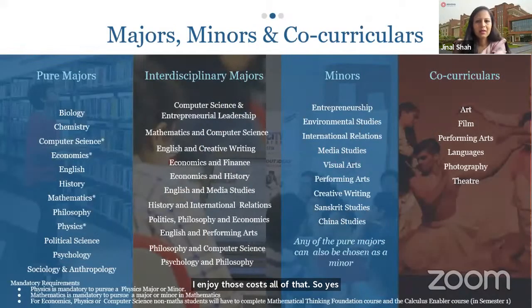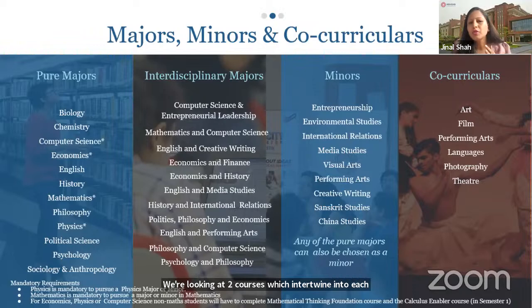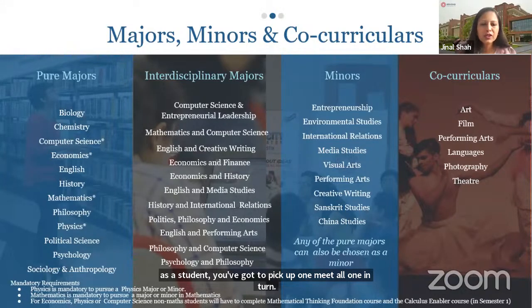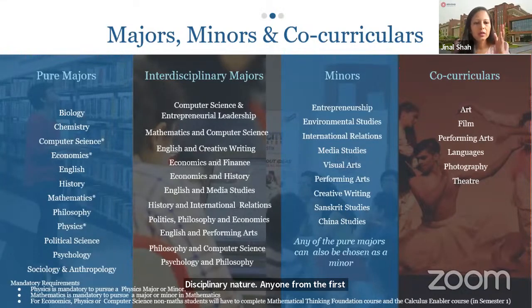Now coming to the major, minor, and co-curricular courses. It's a long list. There are 200 plus combinations that can come out of this list. The first column is about your majors, so you've got to pick 1 major from this column. Also, there's an interdisciplinary major. Largely, we're looking at 2 courses which intertwine into each other, and that creates an interdisciplinary major. So as a student, you've got to pick 1 major or 1 interdisciplinary major, from the first column or the second column. There's a huge list out there. I'm not going to read out all of them, but I'm pausing here so that you all can go through this list.